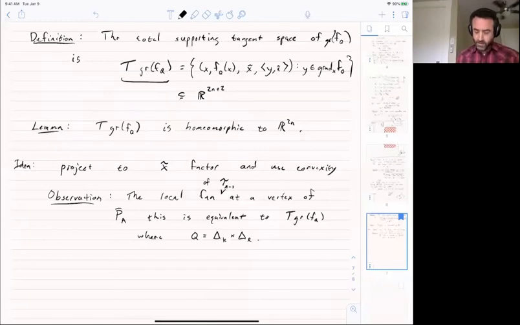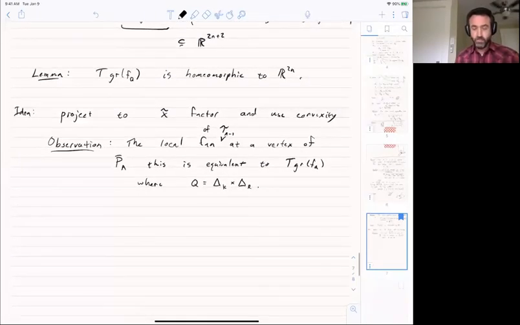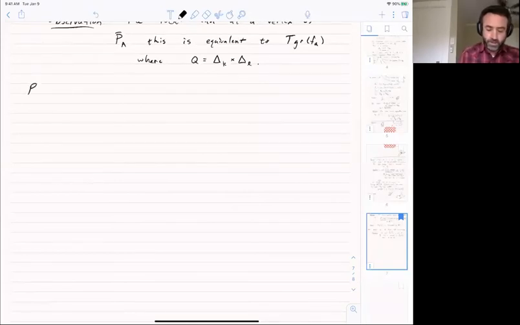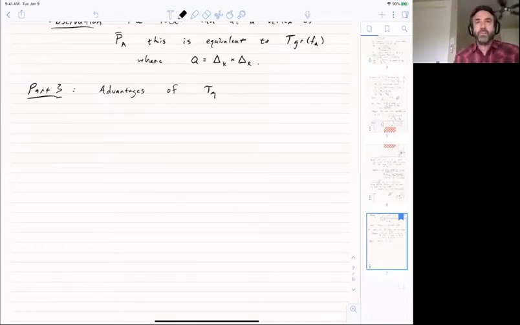Okay, so that was it for part 2, and then I was going to make some motivational statements about why we would want to consider this thing in the first place. So maybe some advantages of considering this. The first advantage is that this polyhedral structure is very explicit.